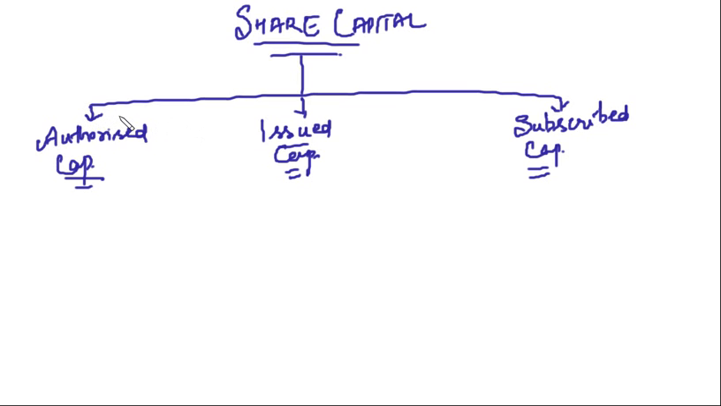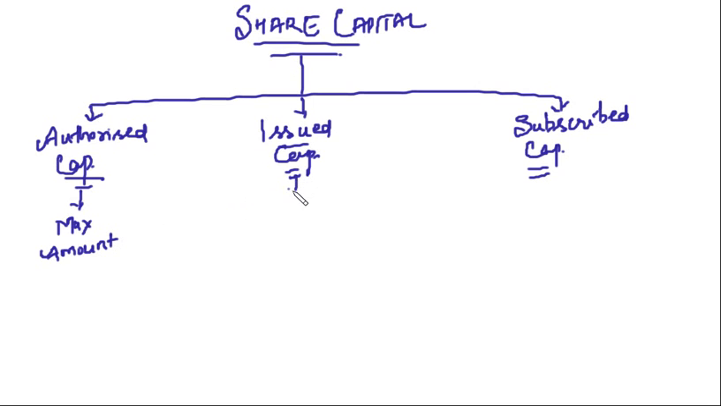Then what is the authorized capital? This is the maximum amount that can be raised by the issue of shares. I explained this with an example: you get 1000 pocket money from your father. That 1000 is the maximum amount per week that has been authorized by your father. Per week you will get 1000 as pocket money.